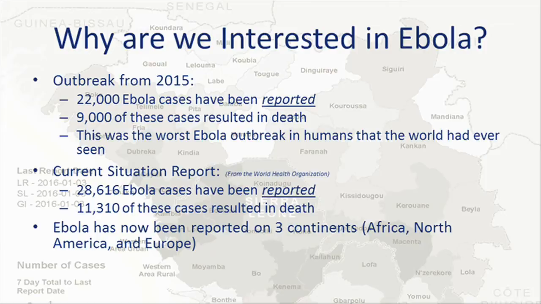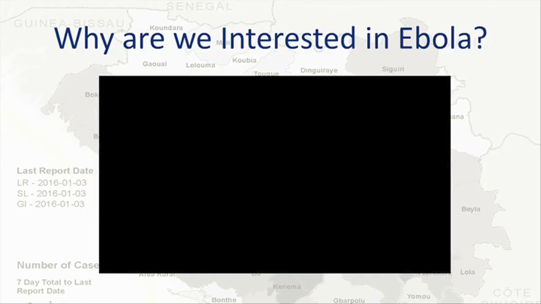And now, with the spread of the virus, we're in a modern era. People travel, people get on planes, they don't really realize they're sick yet. So now it has spread to 3 continents: Africa, North America, and Europe. So we're really interested in stopping the spread of this virus and trying to figure out how we can predict its course and where it's going in order to stop it. So I have a little clip for you guys.